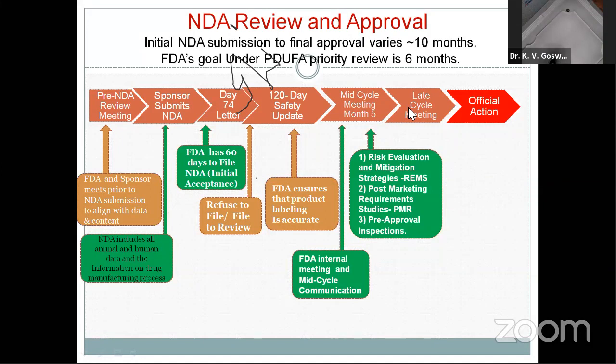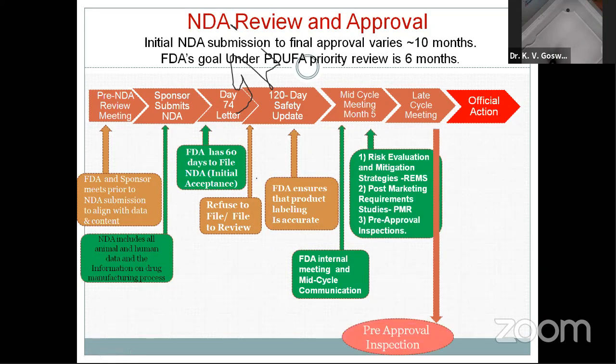And then there will be a late cycle meeting, which is close to the completion of the NDA review. During the late cycle meeting, they will further discuss if there are any risks associated with your product, and if they need more explanation or ask you for more data. Once this happens, FDA then goes to the official action.